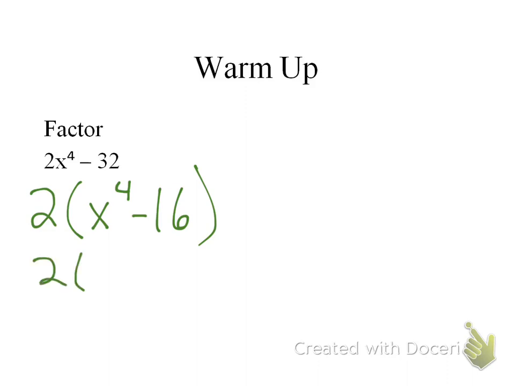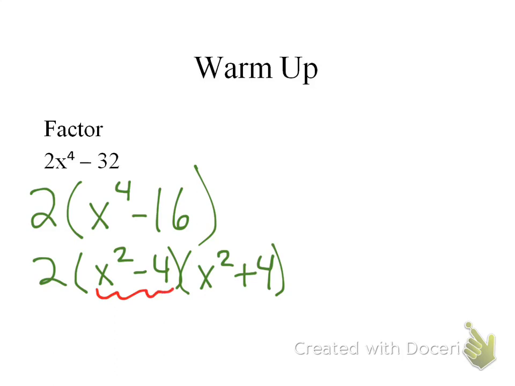Yeah, it's a difference of two squares, right? So x squared minus 4, x squared plus 4. Are we done? No, why not? Yeah, this is a difference of squares again. So we have x minus 2, x plus 2.